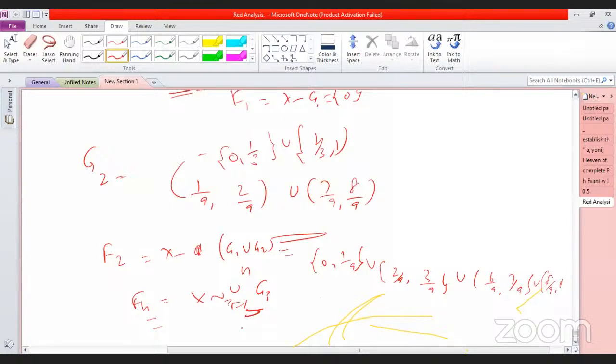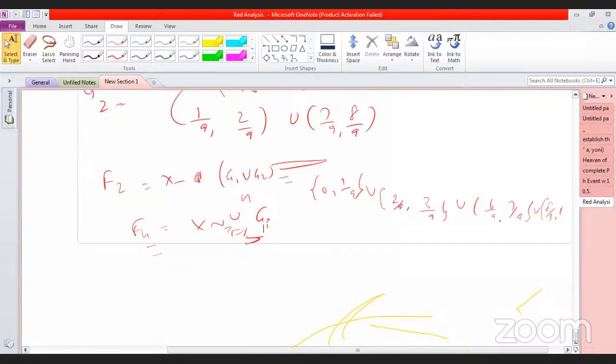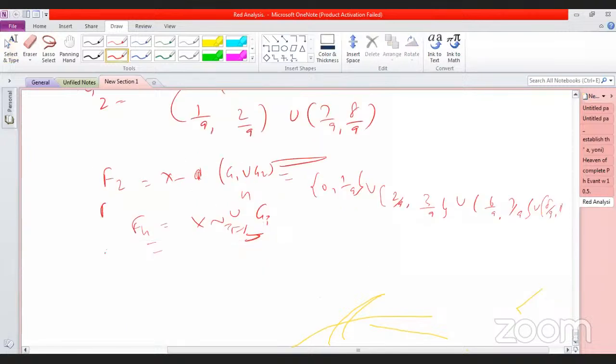So therefore we define here the intersection of n is equal to 1 to infinity of Fn, which is equal to x, union of i is equal to 1 to infinity. This is called the Cantor set.